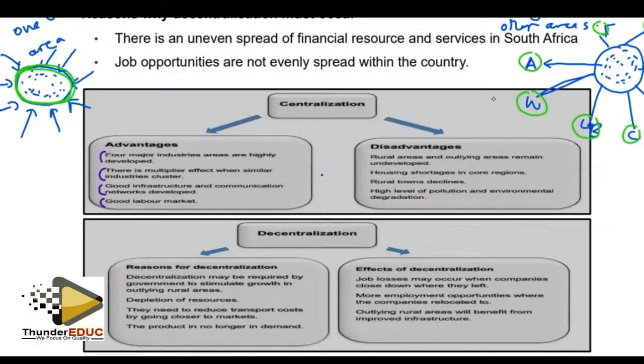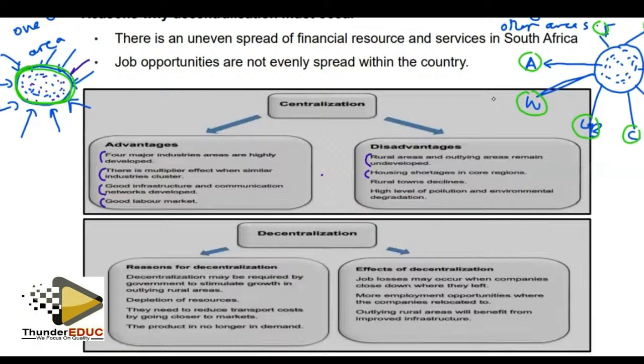The disadvantages: rural areas and outlying areas remain underdeveloped because, like we mentioned, if industries are only focusing on this given area here, it means that the surrounding rural areas will be left underdeveloped. And they say there is a housing shortage in core regions because of industries centralizing, a time reaches and there is a shortage of accommodation for the workers due to the high number of people that are clustering to that given area.